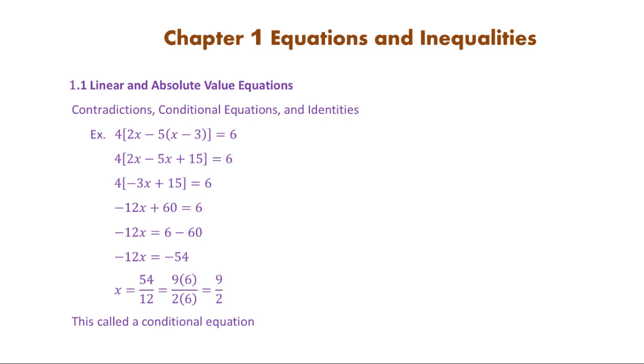So we get one solution from this example, like we did before. So this is called a conditional equation. This condition holds conditionally: when x equals 9 over 2, the equation is true. So that's a conditional equation. It's not always true. The equation is true only when x equals 9 over 2, but you do get some values of x to satisfy this equation. So that's conditional. All right.